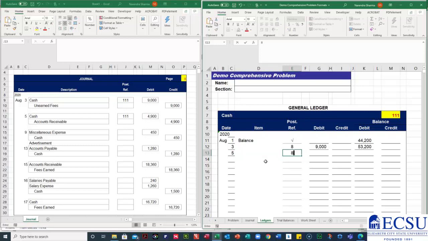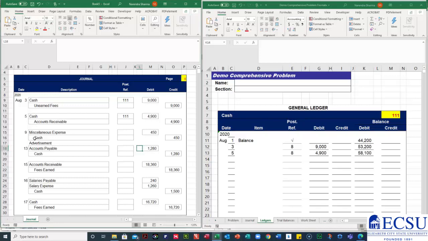Again, I'm bringing it from page 8 of the journal. Remember, this is page 8 here. And it is a debit, of course, of 4,900. So now again, what I'm going to do is add that up because it's a debit and a debit. So my new balance is 58,100.